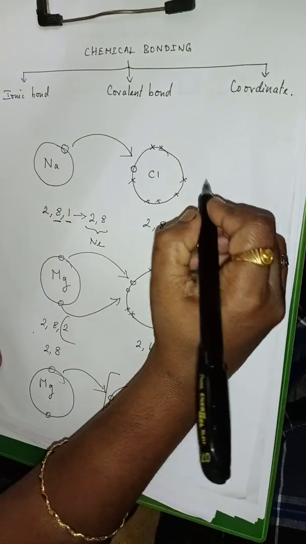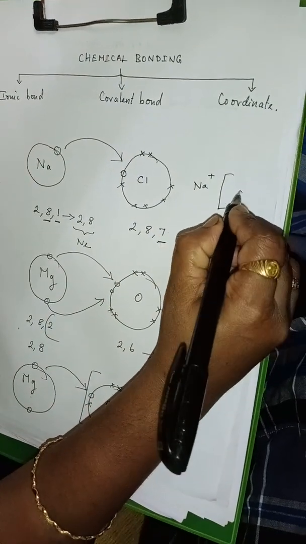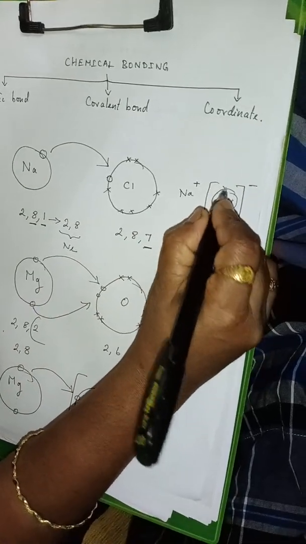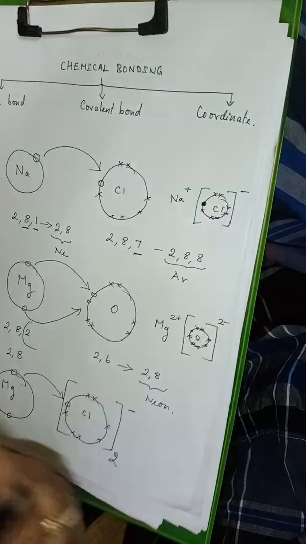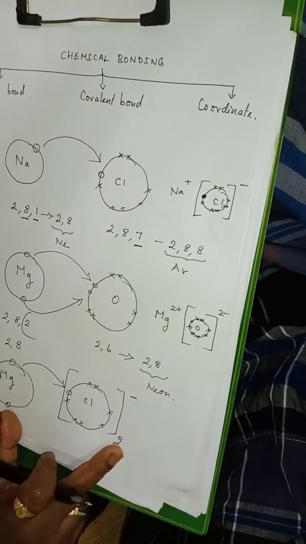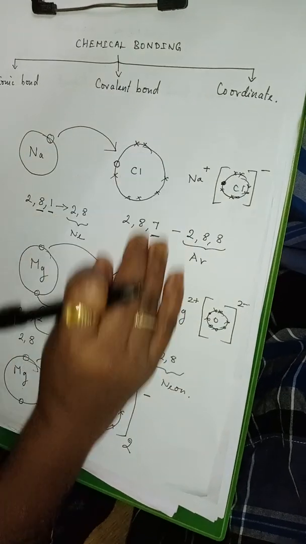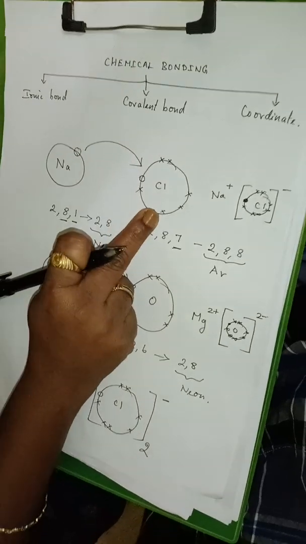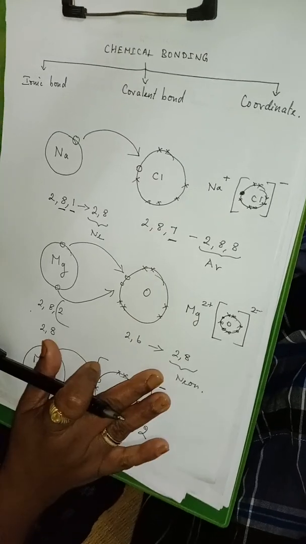And here in NaCl, sodium donates 1 electron, but chlorine accepts 1. So Cl minus, only 1 chlorine, and 8 electrons, the sodium. So this is what an ionic bond is. All metal ions are cations, and all non-metal ions are anions. A metal atom donates an electron and a non-metal atom accepts electrons. This is what an ionic bond is about.